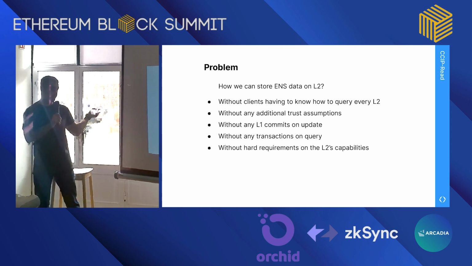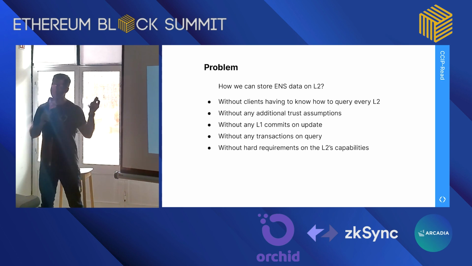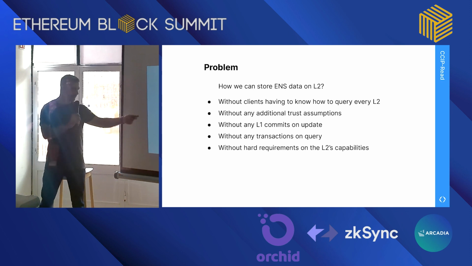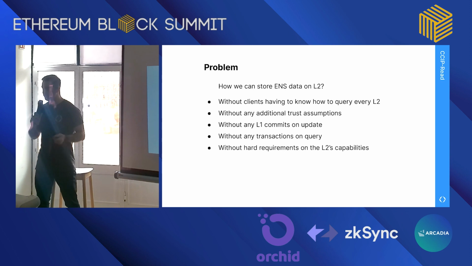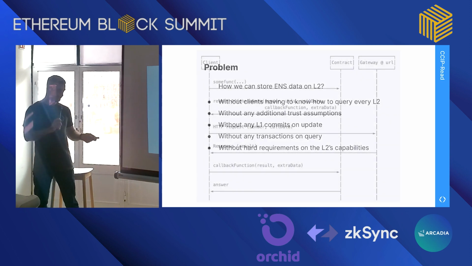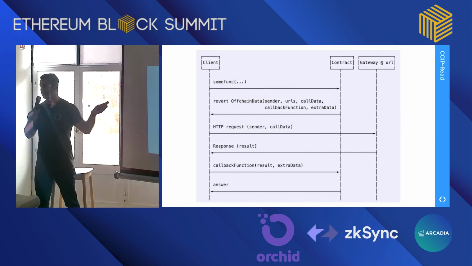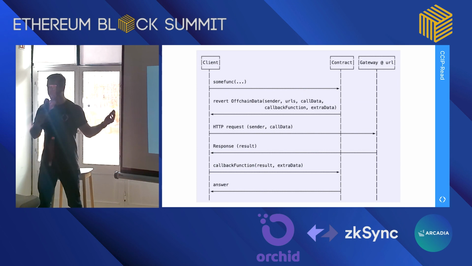Without any L1 commits, we are not doing anything in that sense either, because it's just proving whatever is there in L2 or L1. And same for the others. We are not changing anything in L2 capabilities because we are just using whatever is there. And we came up with a solution which is called CCIP-Read.